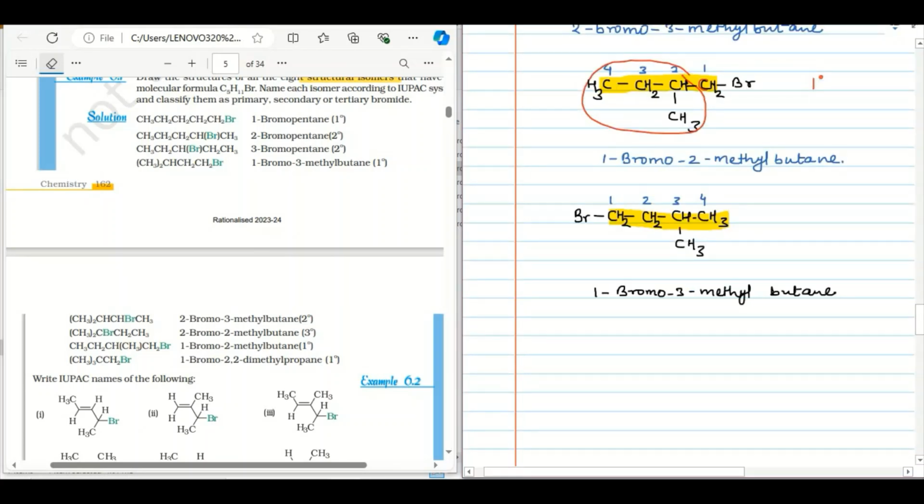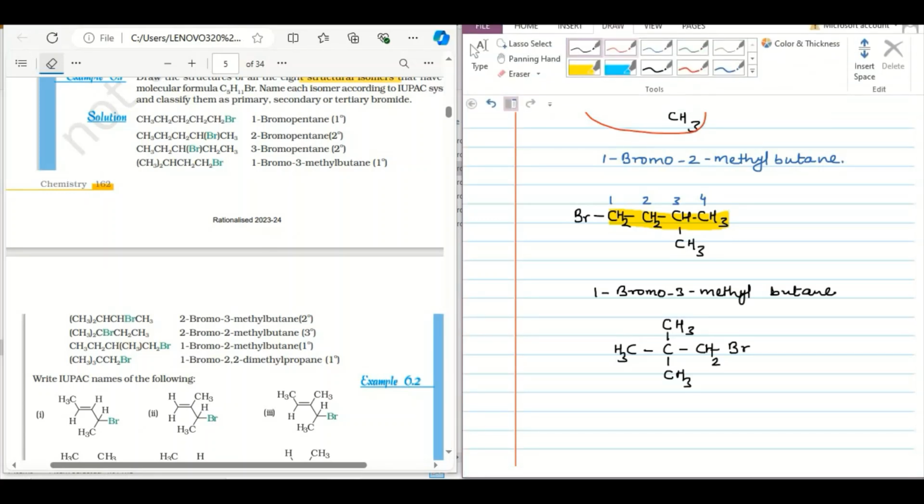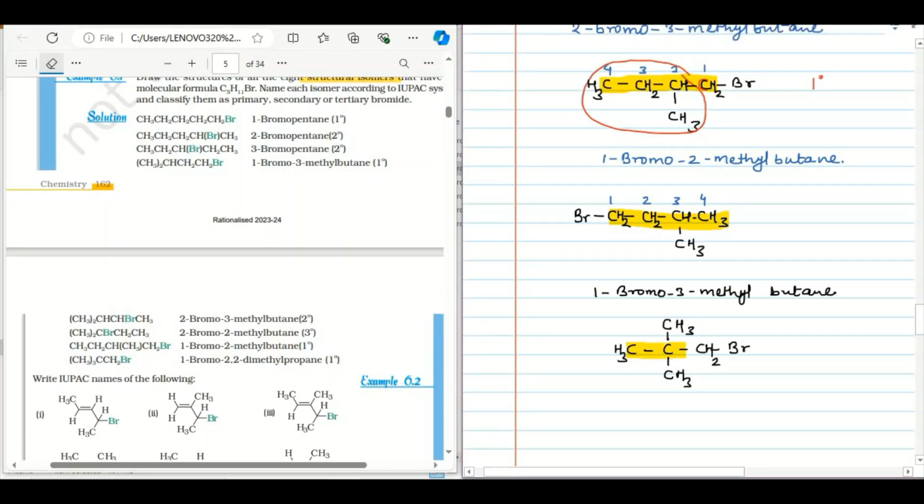Let's draw another structural isomer. This time we have to change the carbon skeleton. There are 3 carbons and here is another carbon and this is another carbon. And here we can bond bromine. Now balance the hydrogens. So here CH3, here CH3, here also CH3 and here is CH2. Now select the longest carbon chain. So this is 3 carbon long chain to which bromine is bonded.